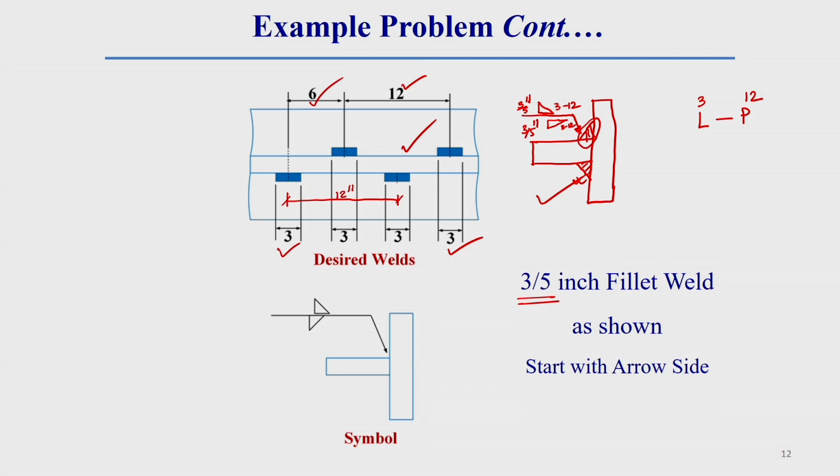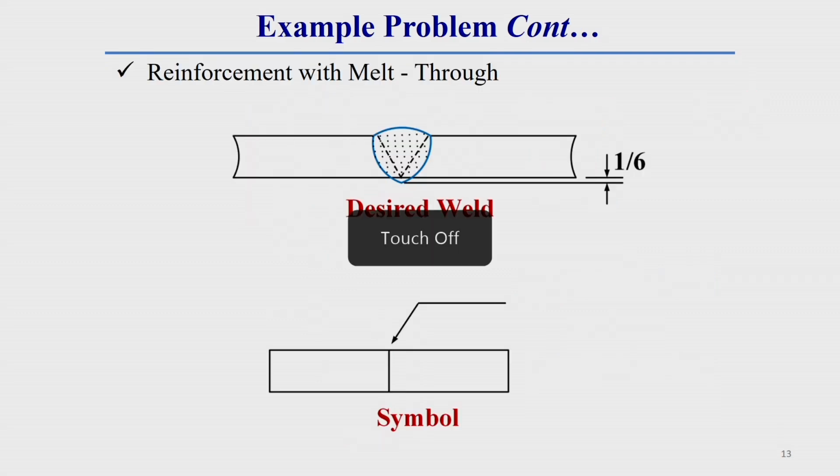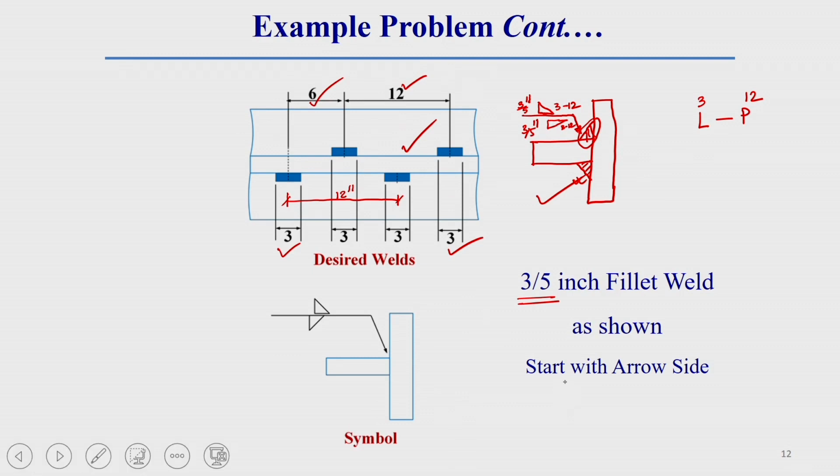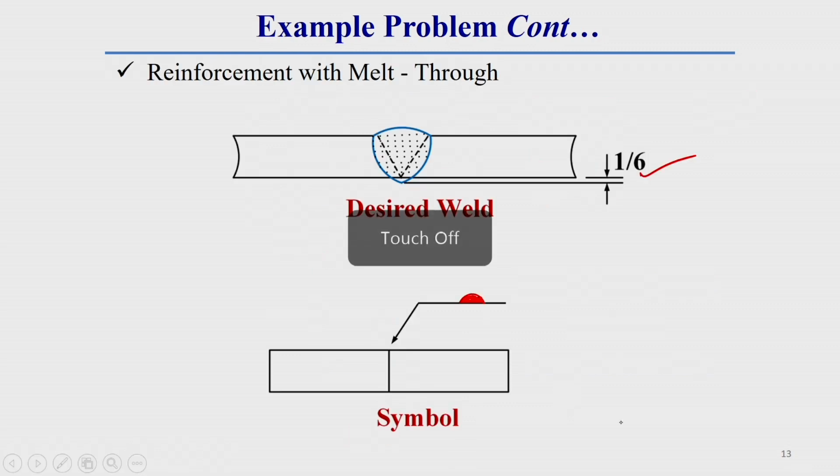Now, I have already told you, generally reinforcement and melt through are represented on the other side of the weld symbol, which looks like this, a convex shape. The size of the melt through should be represented on the left side of the melt through symbol. Here 1 by 6 we have to put on the left side of this melt through symbol.